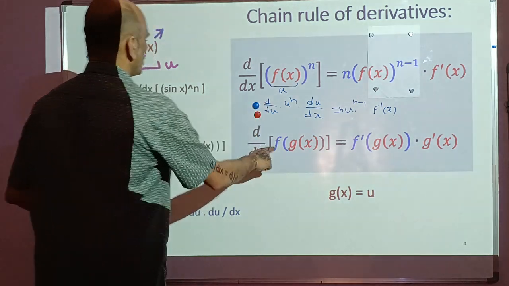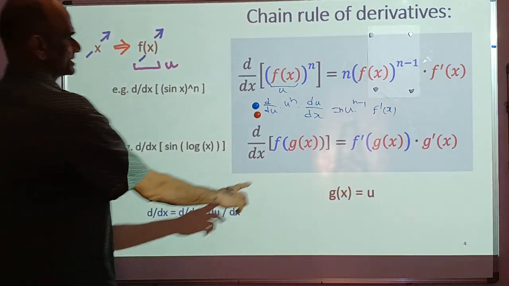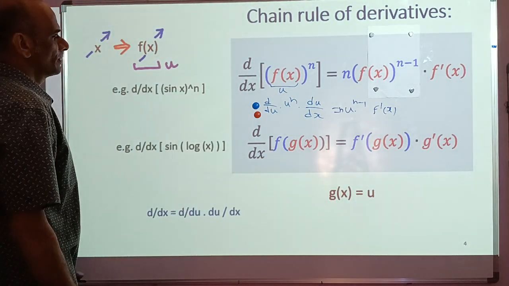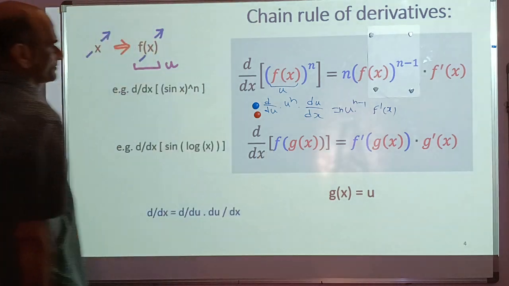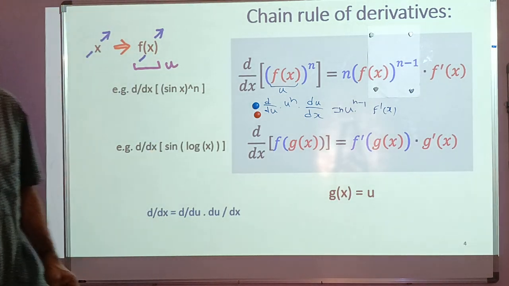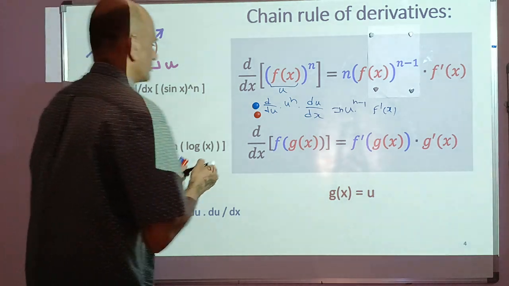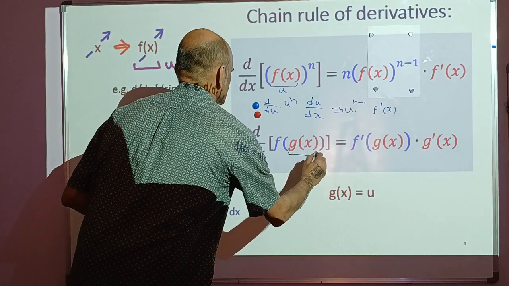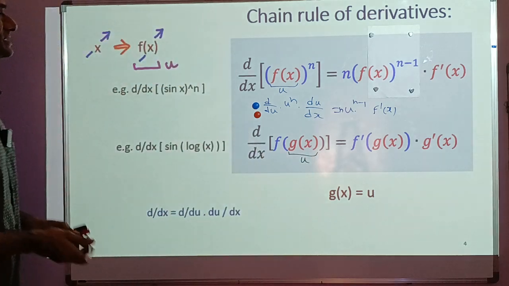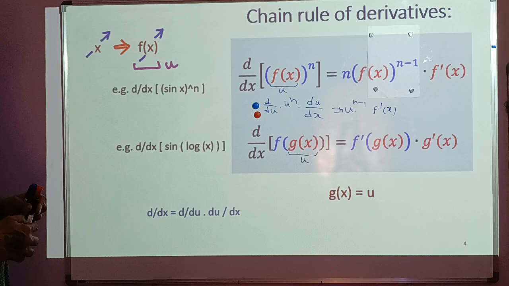Another way this function can get complicated is, this is a nested function. First, x is operated by the function g, and the result is operated by the function f. So this also we can simplify by making the substitution of g of x as a new variable u. x is a variable, so when the x value changes, the g of x value will also change. So g of x is also a variable, and let me call it u.